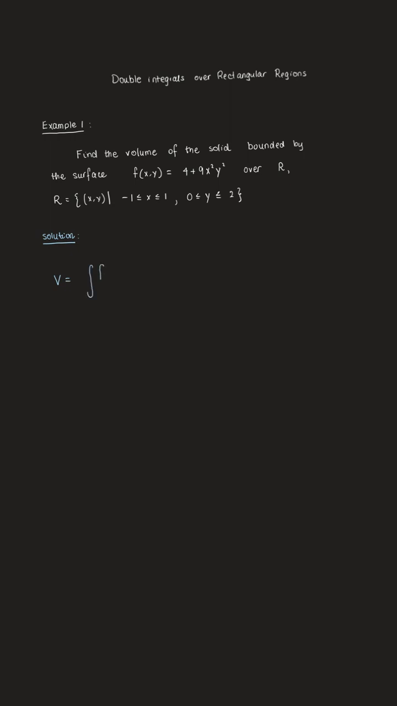So we'll have a double integral over our region of our function, which is 4 plus 9x squared y squared. This gives us the height of a rectangular prism times the area element, or the differential of area. And we can write this as an iterated integral. I'll just start with x from -1 to 1, y will be from 0 to 2, 4 plus 9x squared y squared.